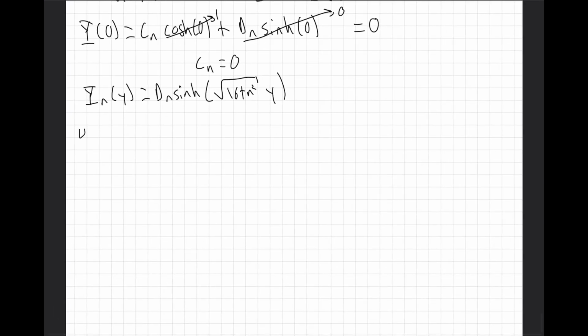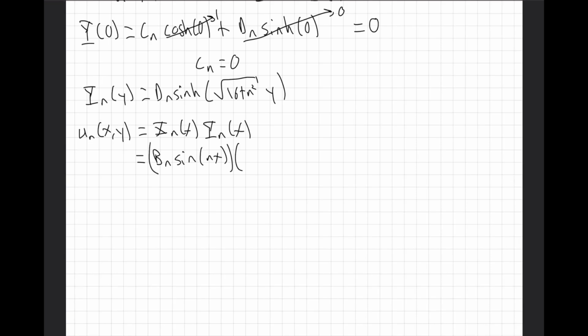We have the solution u_n of x and y is equal to X_n of x multiplied by Y_n of y. So this is going to be equal to b_n sine of nx multiplied by d_n hyperbolic sine of root 16 plus n squared y. And now these two coefficients, these are both arbitrary. Let's go ahead and multiply those out, and I'll call this alpha_n.